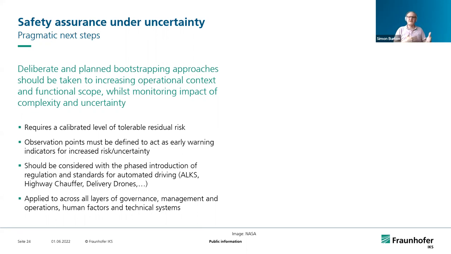So if we look at the ALKS type regulation involved, some of the work that different governments are looking at in terms of traffic jam pilots and delivery drones and low speed automated people carriers and these sort of things. And I believe we'll need this sort of bootstrapping process. To start this process, we'll need some calibrated level of tolerable residual risk. So even with the most simple systems, we need to define, okay, what is an acceptable level of risk? And as these systems get more complex and develop, and the environment in which they are deployed becomes more and more open, how do we ensure that this level of tolerable risk is maintained?